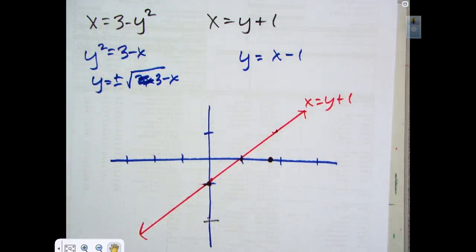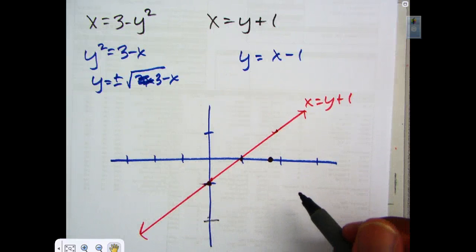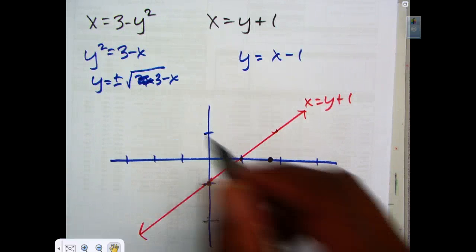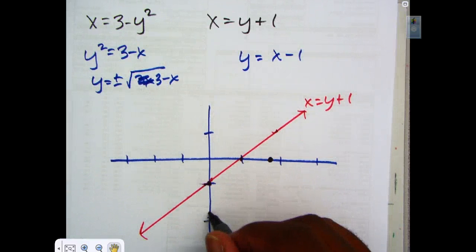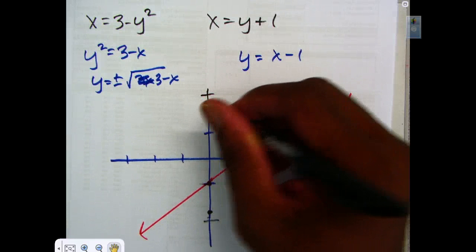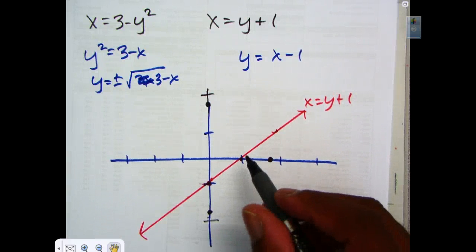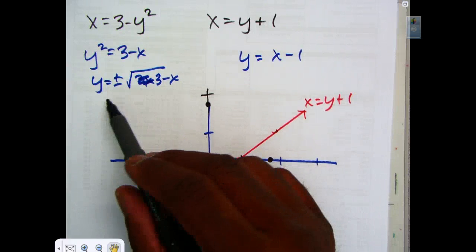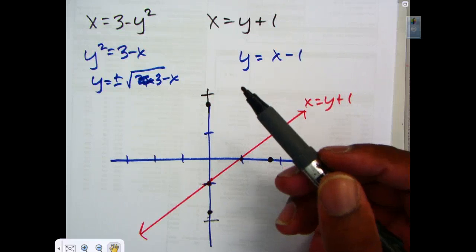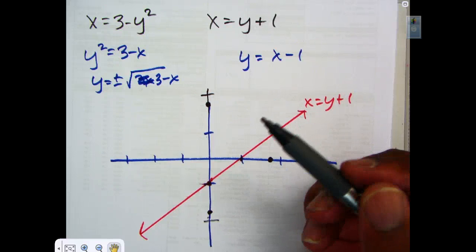Okay, so when x is equal to 0, y is going to be positive square root of 3, and it's going to be negative square root of 3. So the negative square root of 3 will be down here, and the positive one will be up here somewhere. Now when y is equal to 0, I don't know what x is. I'm lost around here.